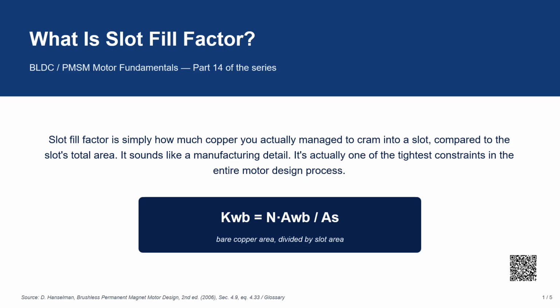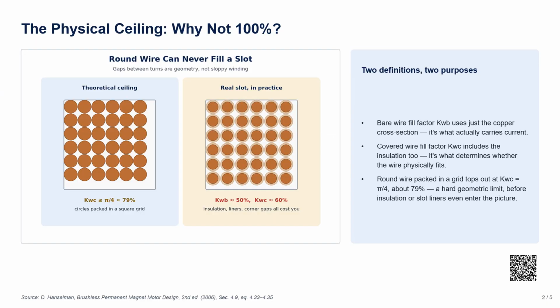process. Formally, the bare wire slot fill factor, kWb, is defined as the number of turns times the bare copper cross-sectional area divided by the total slot area. It sounds simple. What it actually limits and what it reveals about copper losses is genuinely surprising, and that's what today's episode is about. Here's an obvious question.